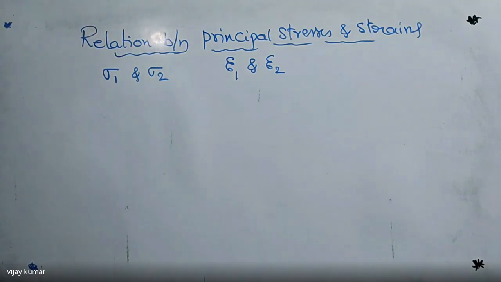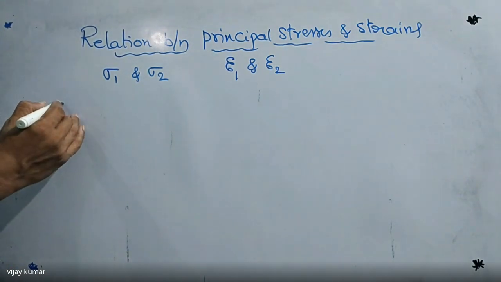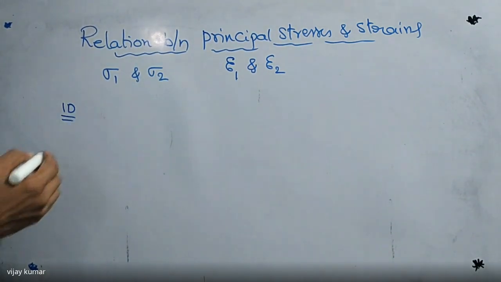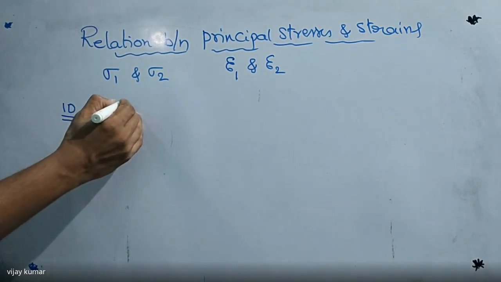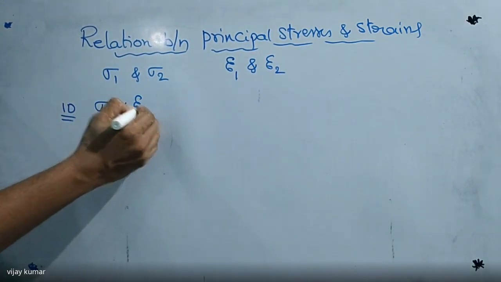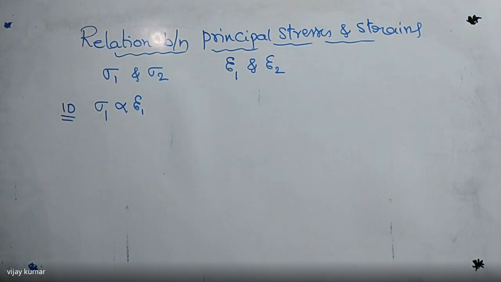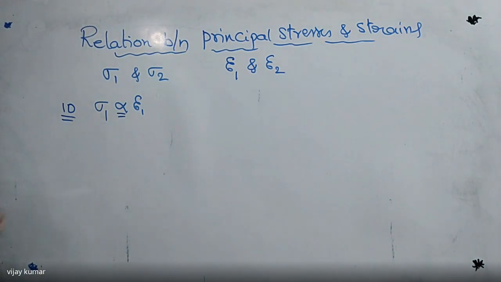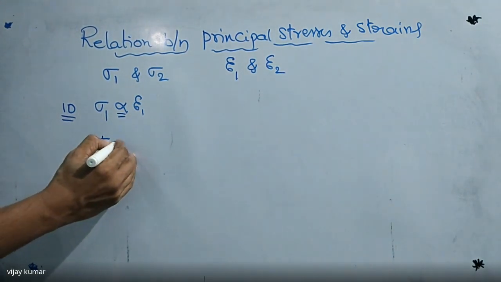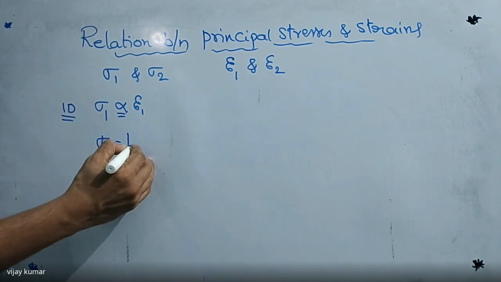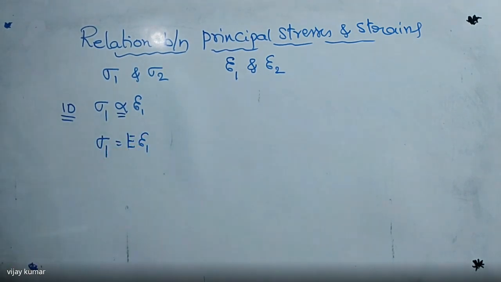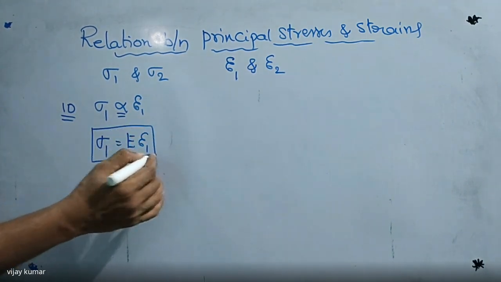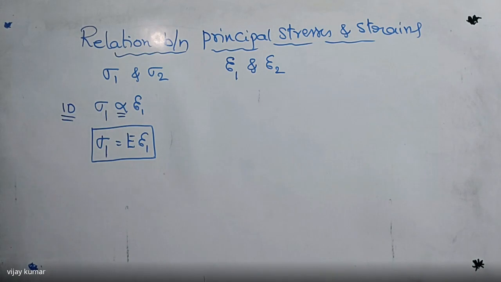In three dimensions also we can write it. So listen carefully here. In a one dimensional state of stress, that is the uniaxial state of stress, according to Hooke's law, the principal stress is directly proportional to the principal strain. If you want to remove the proportionality, we can put a constant that is nothing but Young's modulus. Why? Because both are normal. So we can write sigma 1 equals E into epsilon 1. From this I can write the relation between the principal stress and the principal strain in the uniaxial state of stress. Right?